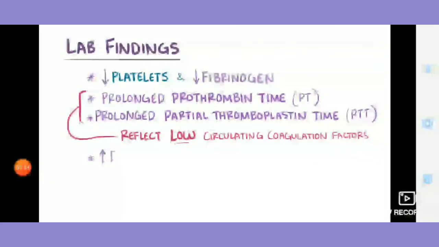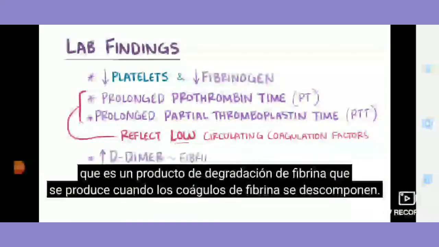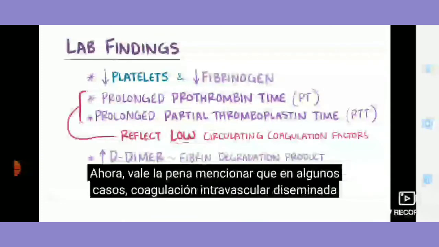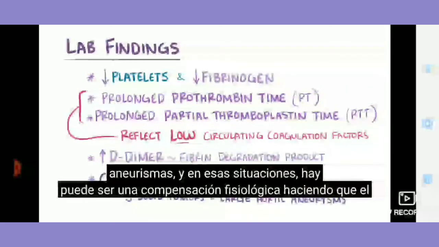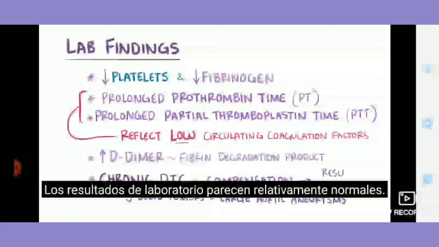There are elevated levels of D-dimer, which is a fibrin degradation product that's produced when fibrin clots are broken down. Now, it's worth mentioning that in some cases, disseminated intravascular coagulation can be a more chronic process, like in individuals with certain solid tumors and large aortic aneurysms. And in those situations, there might be physiologic compensation, which makes the lab results look relatively normal.